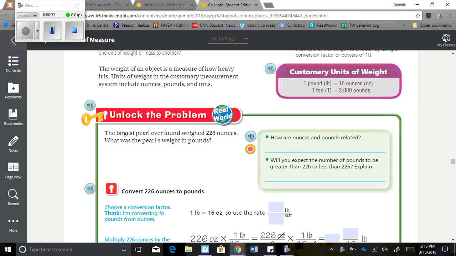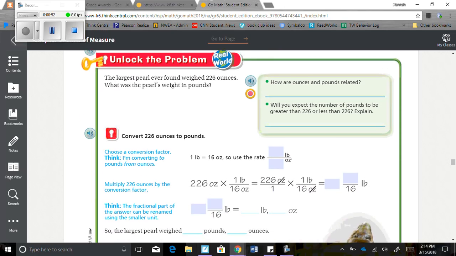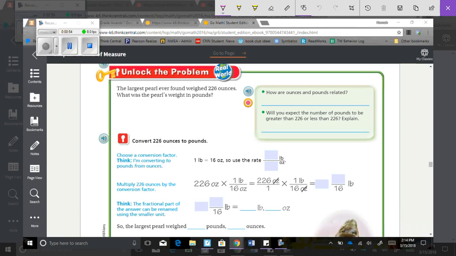The weight of an object is measured by how heavy it is. Units of weight in the customary measurement system include ounces, pounds, and tons. Customary units of weight are 1 pound equals 16 ounces, and 1 ton equals 2,000 pounds. We're going to use that information to unlock this problem. The largest pearl ever found weighed 226 ounces. What was the pearl's weight in pounds?